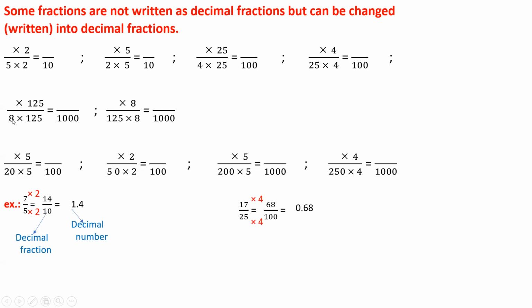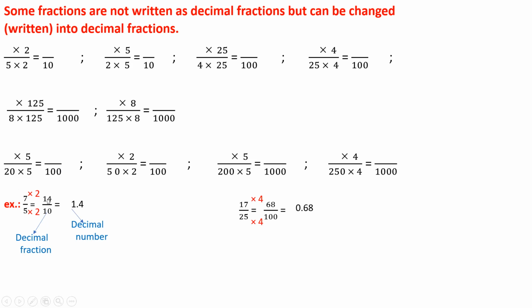If the denominator is 8, we multiply by 125 to become 1000. And if it is 125, it becomes 1000. We multiply both by 8. If you see here, we have 5, it becomes 10. We multiply by 2. 2 becomes 10. We multiply by 5, the opposite. So now, if it is 20, it becomes 100. We also multiply by 5 both.